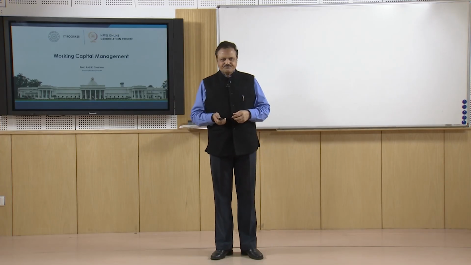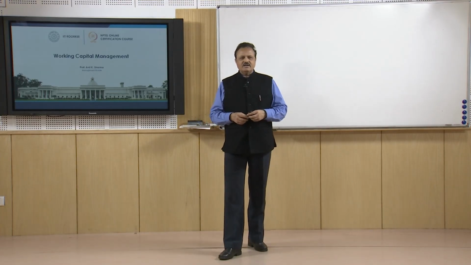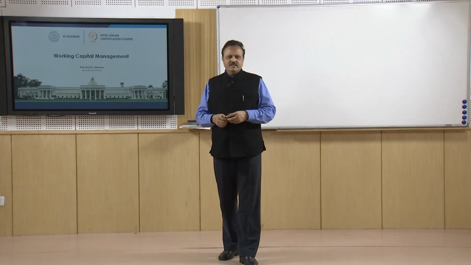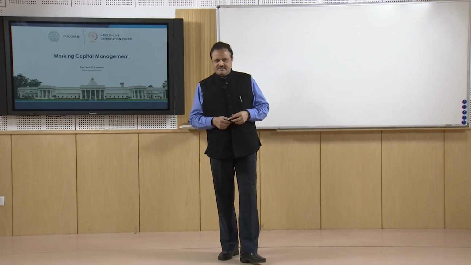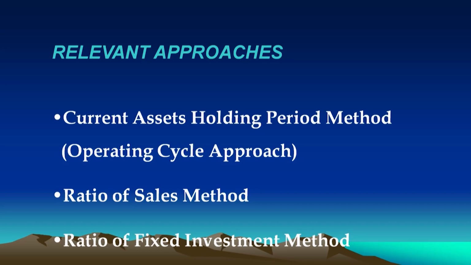And here if we talk about the different techniques and ways to calculate or work out the working capital requirement of the company, we can follow either of the three methods. First is the current asset holding period method, which is in a way called the operating cycle approach. Second is the ratio of sales method, and third one is the ratio of fixed investment method.